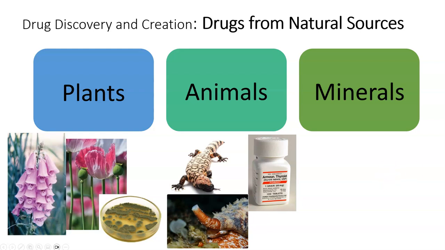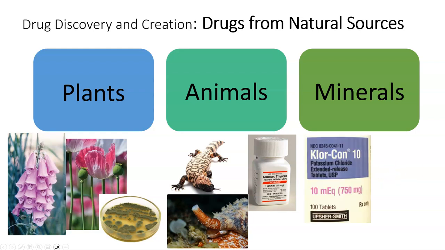Now, when it comes to minerals, that makes a little bit more sense. We're a little bit more familiar with some of these drugs, including potassium chloride. The elemental symbol for potassium is K, so a lot of times the drug is going to start with a K. This is called Klor-Con, and we use that when there's low levels of potassium in the blood.